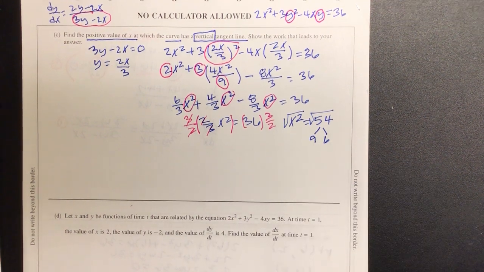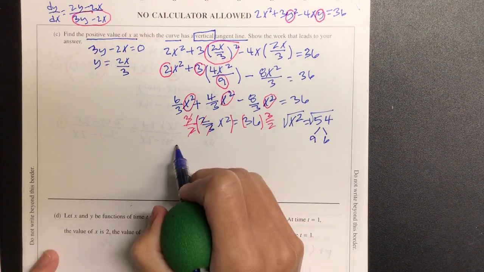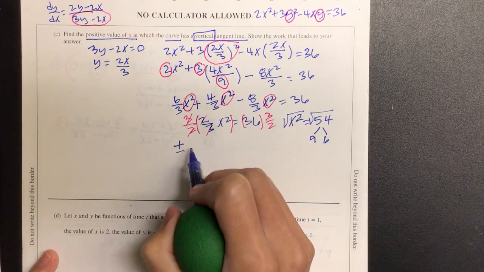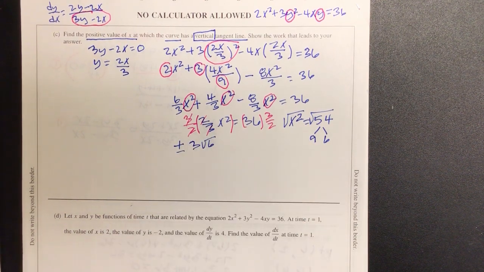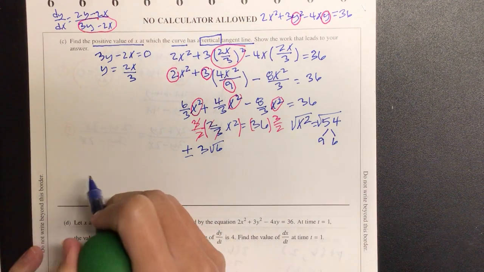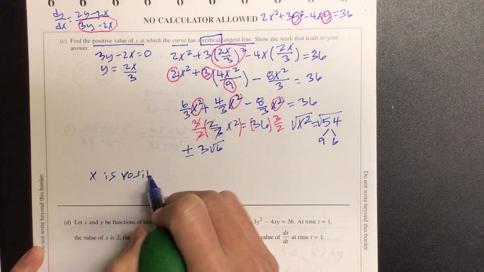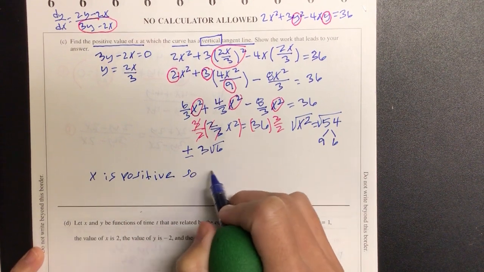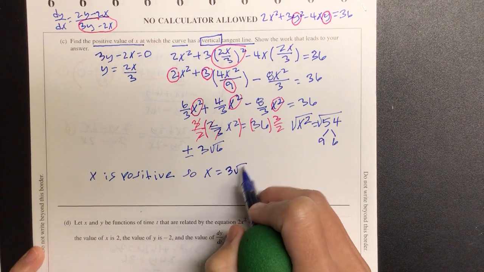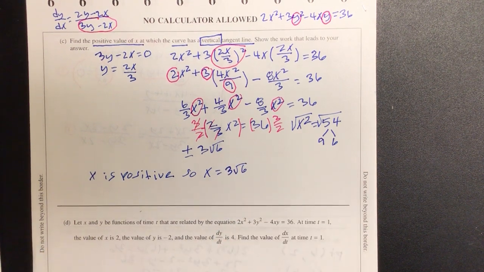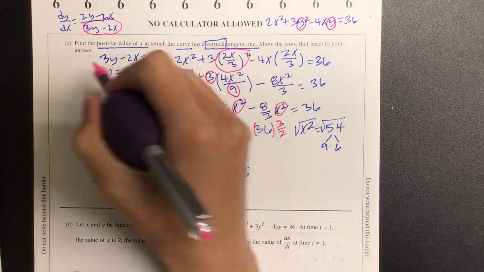Y'all remember back in Algebra 2 when you square rooted on both sides, you didn't just get a positive answer, but also what? You had a plus or a minus answer. So we have 3 radical 6. So then again, AP test likes sentences. So we're going to write out x is positive. So that means my x must be what number? Positive 3 radical 6.